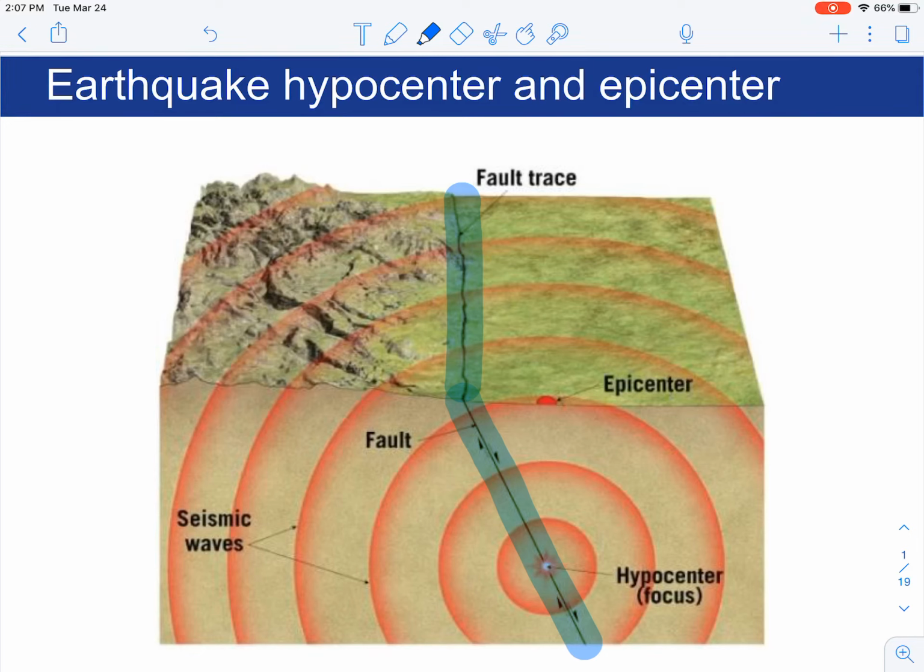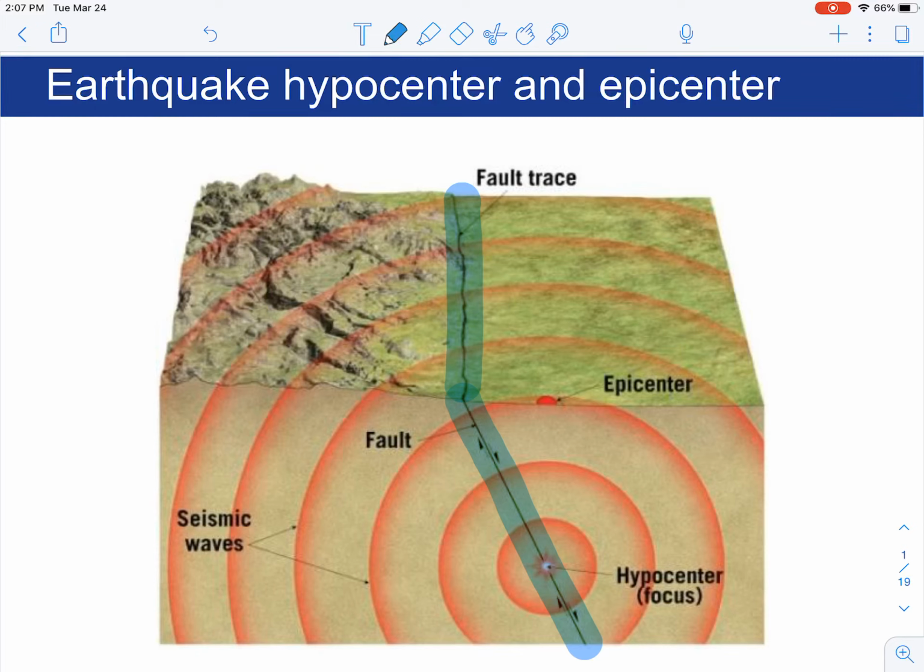So an analogy would be like dropping a pebble onto a pond. And so if the pebble is slippage along the fault, the ripples that are created from that impact would be like the seismic waves or the energy that radiates outward from the slip along the fault. And so you can see those kind of concentric rings here in this cross section.